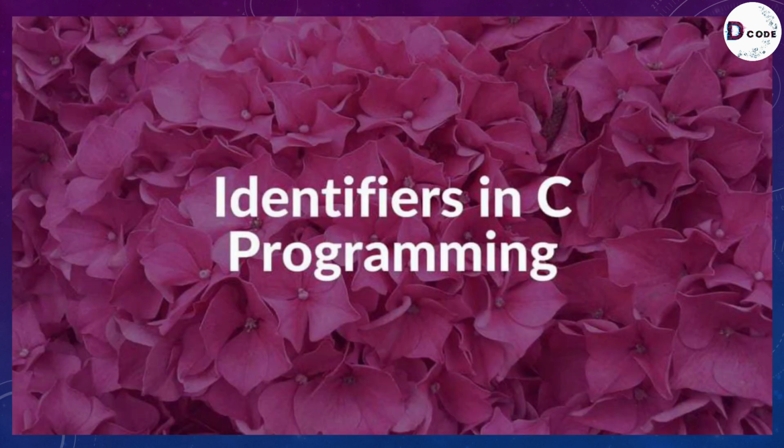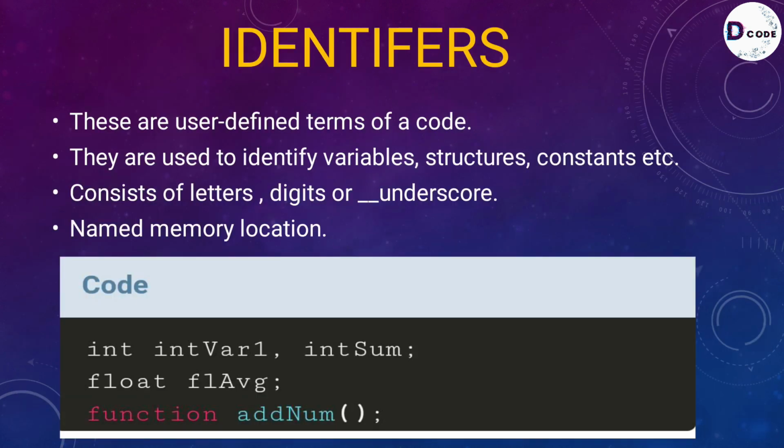Now, we'll look into the next topic called identifiers. As the name suggests, identifiers are used to identify terms in a C program. We know that keywords are predefined terms, but identifiers are user-defined terms, which means the definition of these terms is defined by the programmer who writes the code.